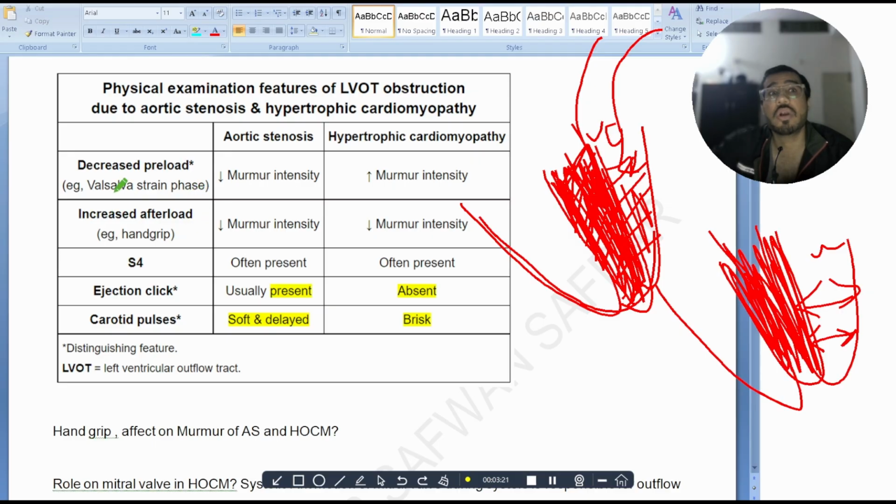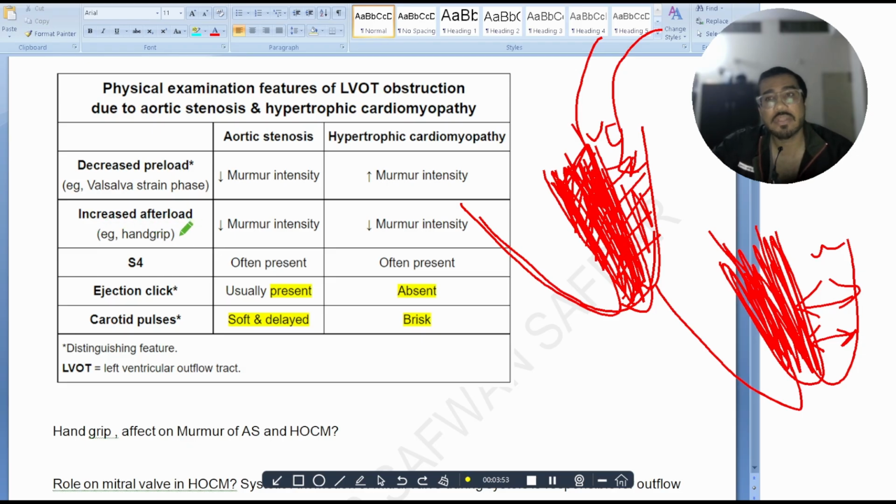Increase afterload, what is this going to do? When there's increased afterload, there is going to be greater left ventricular end-diastolic and end-systolic volume. Because of the greater resistance, all of the blood won't be able to be pushed out from the left ventricle, so blood would remain. That would gradually result in a greater amount of blood being left in the left ventricle. So that is going to reduce the intensity of this murmur. And how is this done? This is the hand grip. I told you guys the hand grip is important.